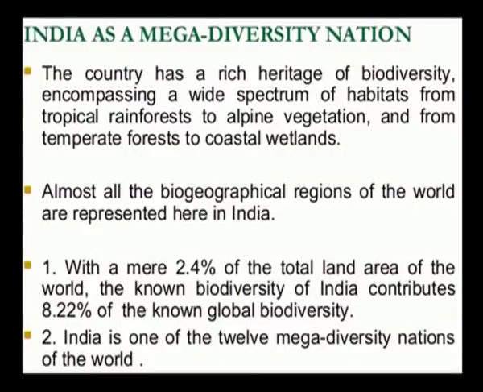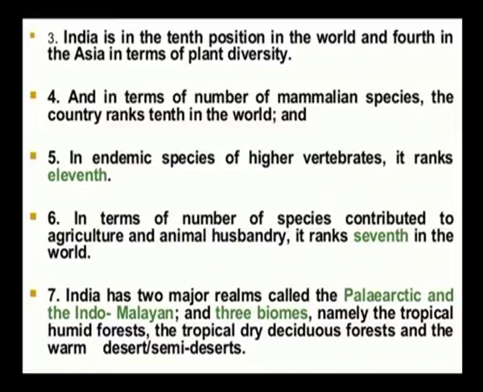With a mere 2.4% of the total land area of the world, the known biodiversity of India contributes to about 9% of the known global biodiversity. India is one of the 12 mega diverse nations of the world. India is in 10th position in the world and 4th in Asia in terms of diversity in the plant kingdom.